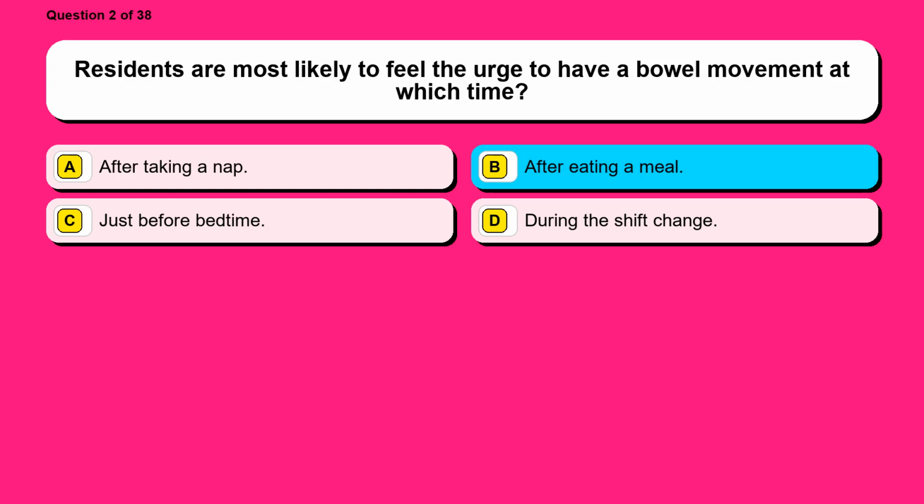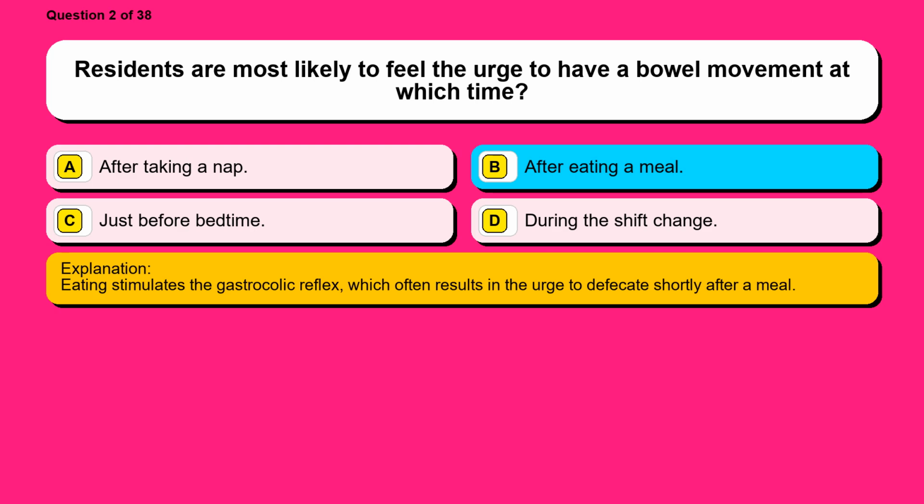The correct answer is option B, after eating a meal. Eating stimulates the gastrocolic reflex, which often results in the urge to defecate shortly after a meal.